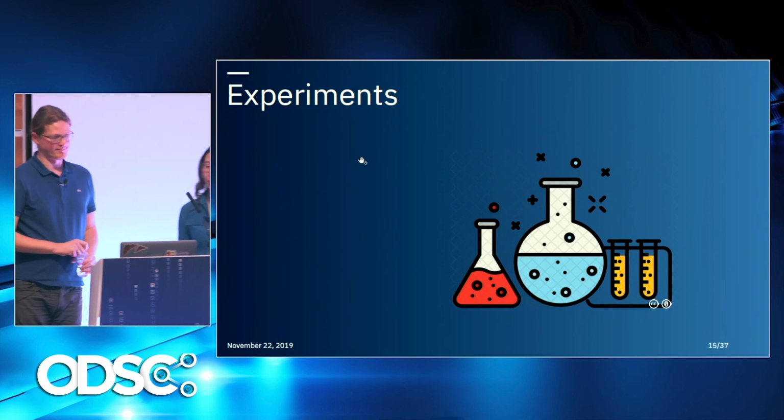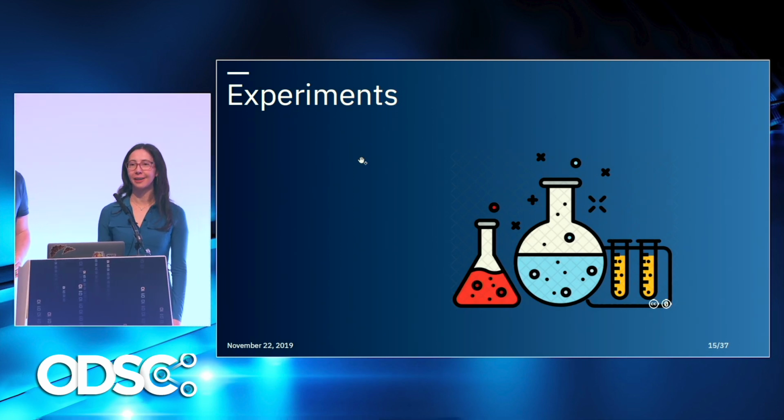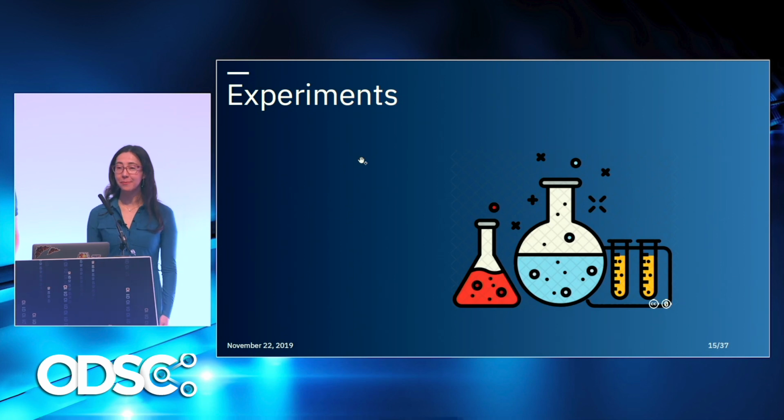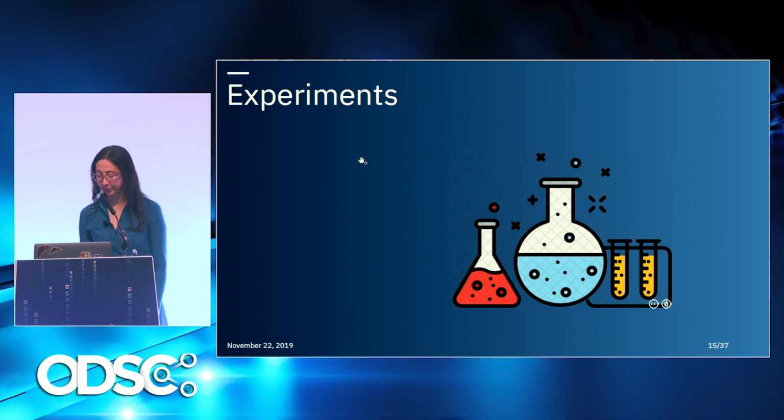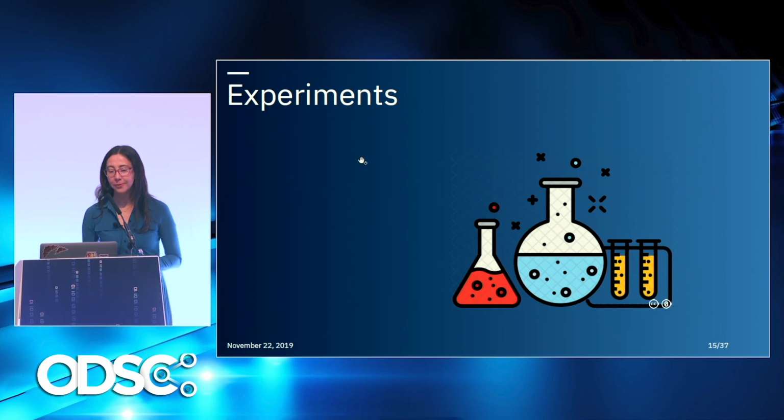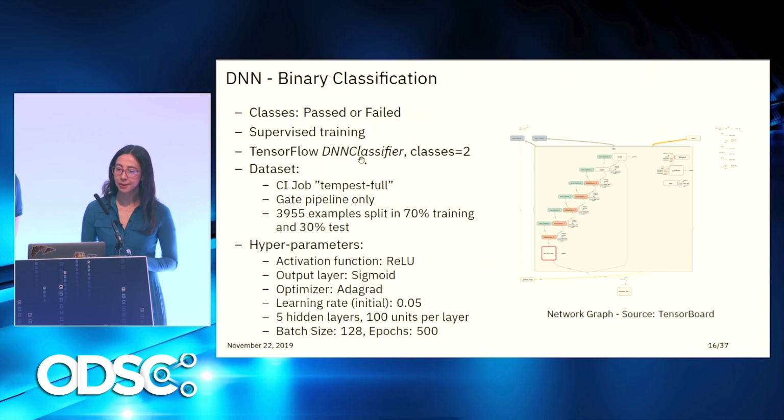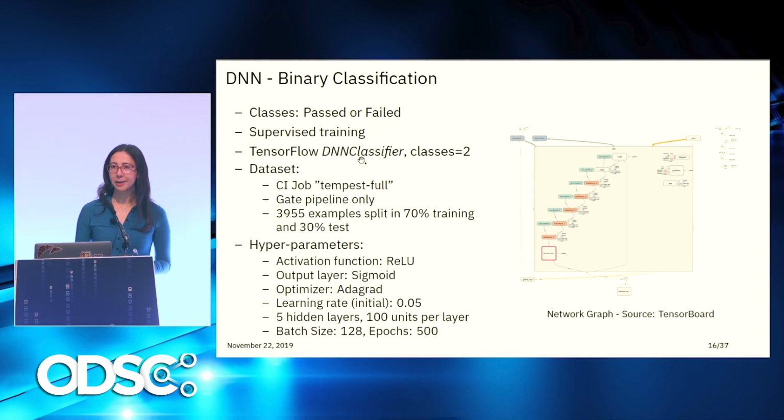So with the workflow and the infrastructure in place, we planned to run a set of experiments to see how much information we could obtain using machine learning on the data we had available. The first set of experiments we ran was supervised learning, doing binary classification. So first we wanted to evaluate if a trained model could accurately classify a CI job as pass or fail.